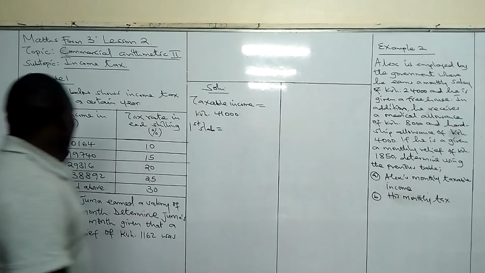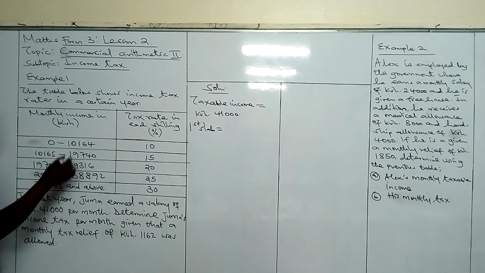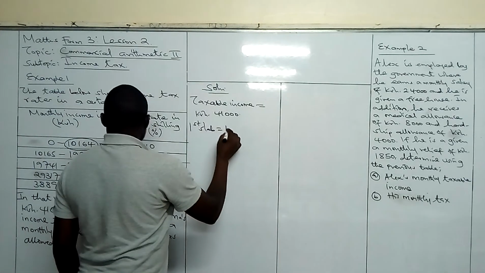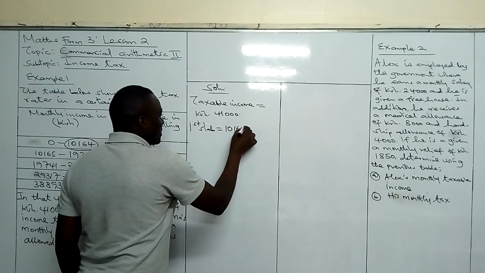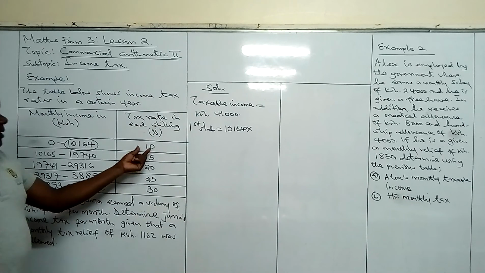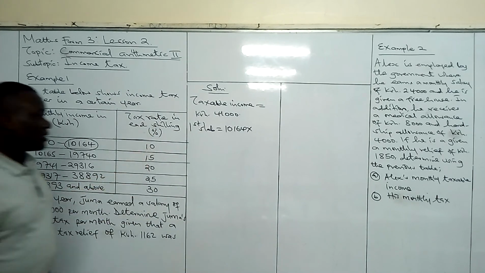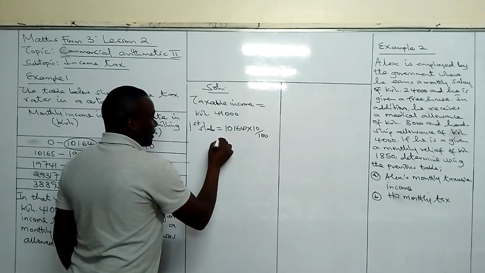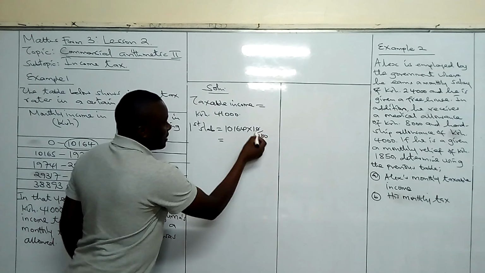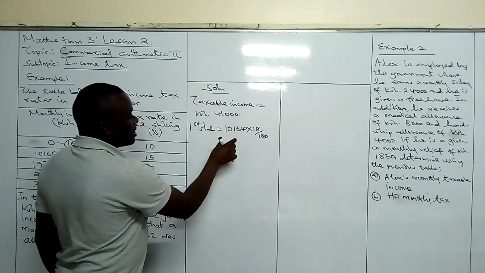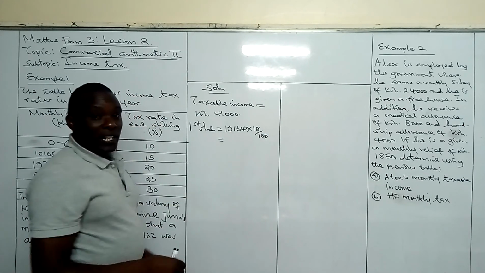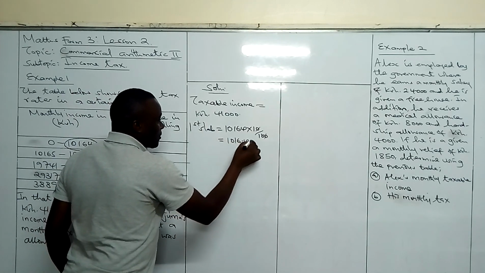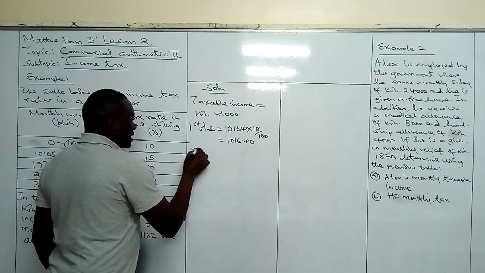We can now start. Our first slab, we will use this particular value the way it is. So we will take 10,164 times the rate, which is 10% per shilling. So 10% is 10 over 100. Now, this 0 and this 0 will cancel. Then it means we will take 10,164 divided by 10, which will give us 1,016.40. Let's go to our second slab.